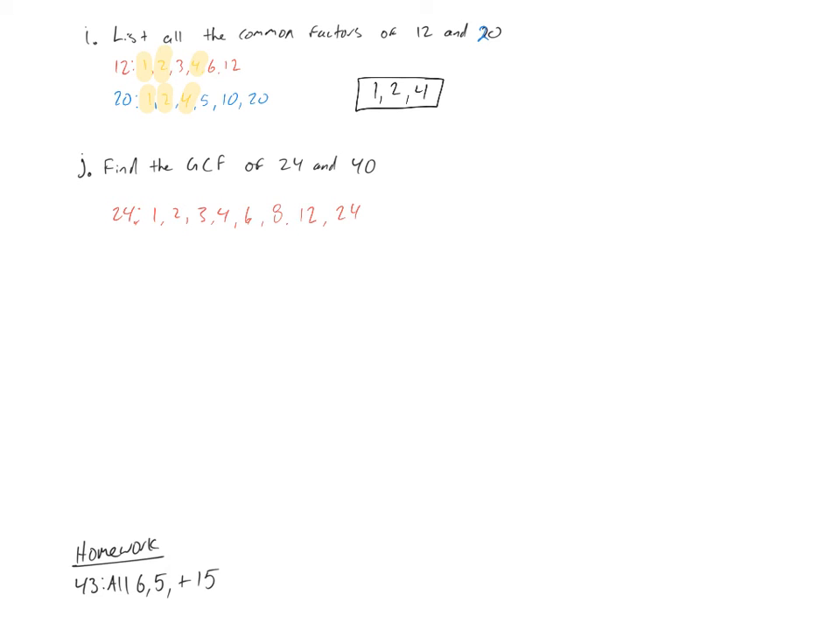And then for 40, it's going to be 1, 2, bam. There's the rest of them. So I'm going to list the common ones here: 1, 2, 4, 8. And the biggest of those then is going to be the 8. So GCF is equal to 8.